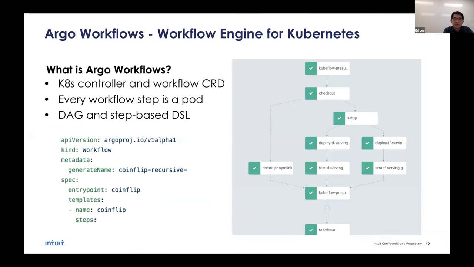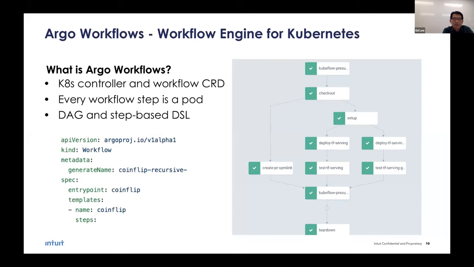A little bit more detail in terms of Argo Workflows. What is Argo Workflows? All of the Argo components are implemented as declarative Kubernetes resources. That's what makes them Kubernetes native. It allows us to build layers of abstraction in a very declarative way, starting with containers and pods, deployments, services, applications, and so on and so forth.